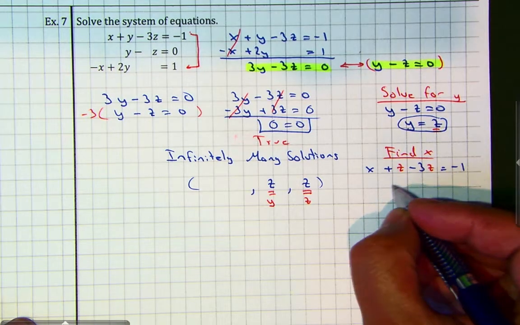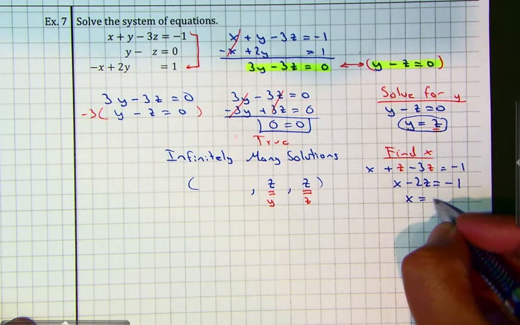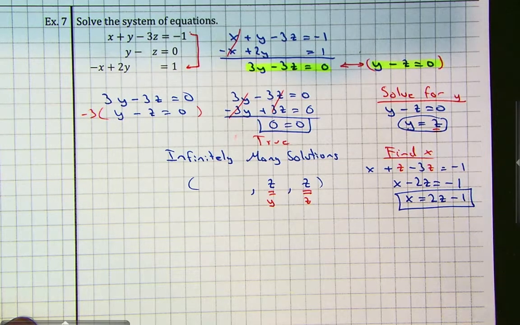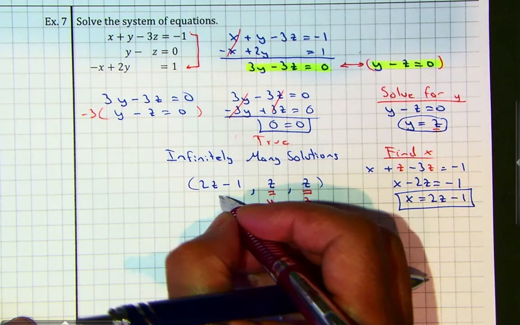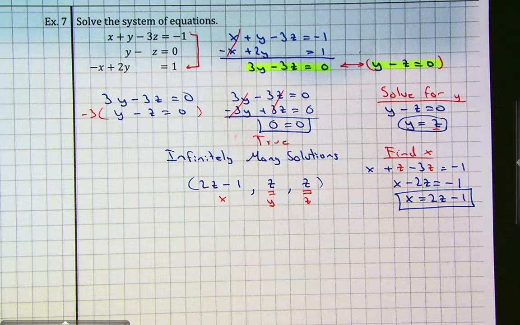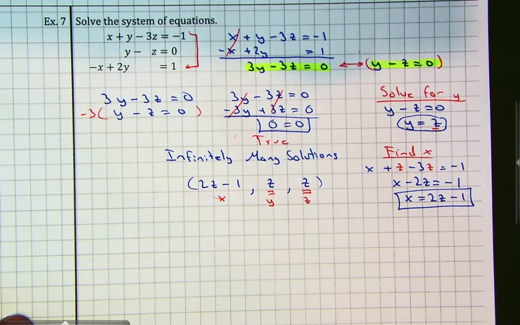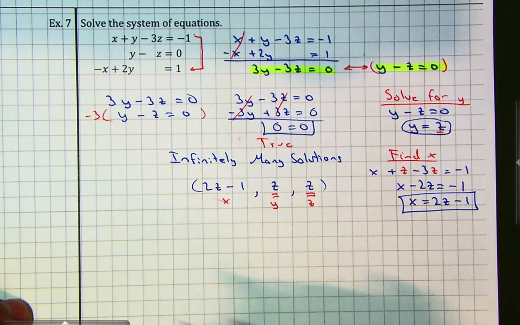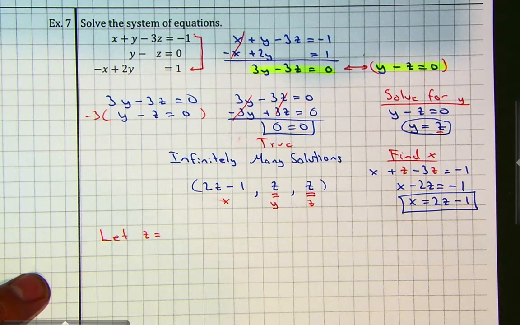Now, combine like terms. x minus 2z equal to negative 1. Solve for x, so therefore x equal to 2z minus 1. So instead of the x, we're going to replace it with 2z minus 1, and this is the value of x. Now, these are infinite number of solutions. So now you get to be able to find some solutions. Remember that we have infinitely many solutions. So we're going to let z equal to a number. You get to choose. What do you want to let z equal to? 0? Perfect.